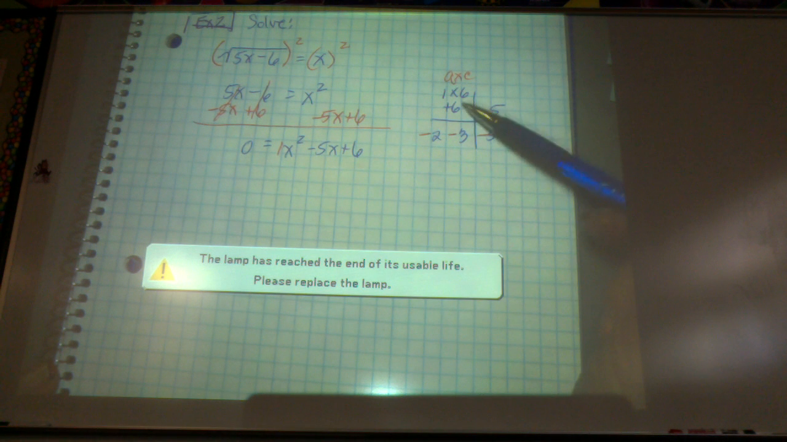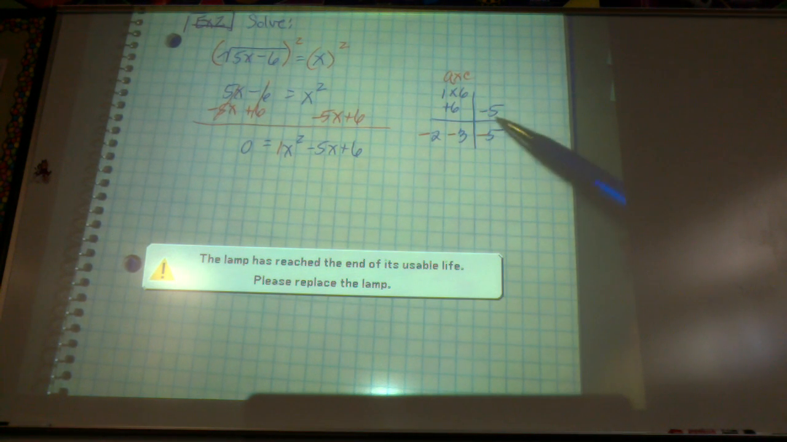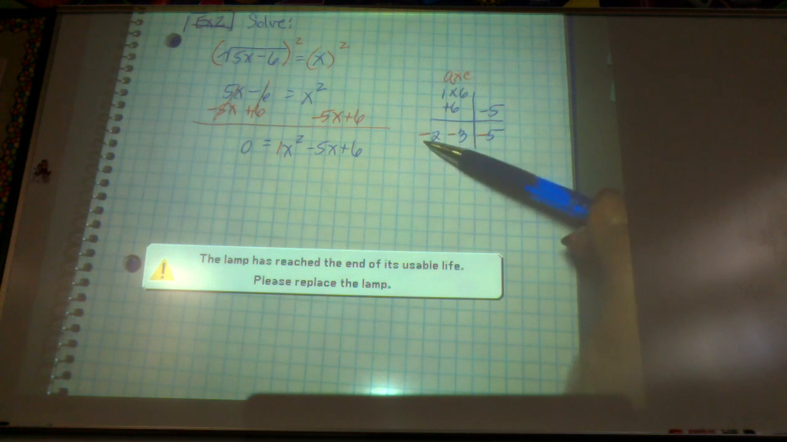1 times 6 is 6, and it's a positive 6, so you are adding the factors of 6. You're looking for a middle term of negative 5. Again, we have 2 and 3, but we're adding them this time. Why? Because my product was positive. 5 is negative, the bigger one gets the negative. For these to add to be a negative 5, 2 has to be negative also.